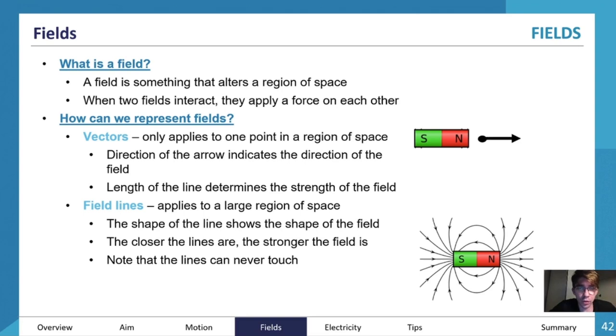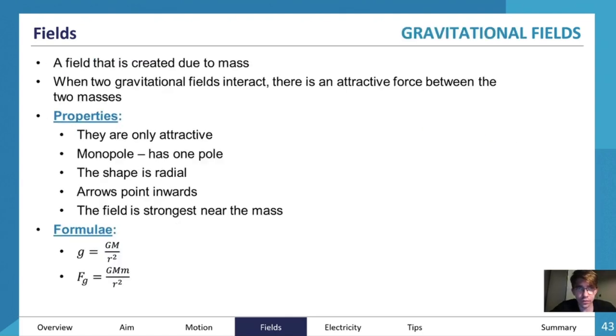A vector only applies to one point in a region of space. The direction of the arrow indicates the direction of the field. The length of the line determines the strength of the field, and field lines apply to a large region of space. The shape of the lines shows the shape of the field. The closer the lines are, the stronger the field is. Note that the lines can never touch.